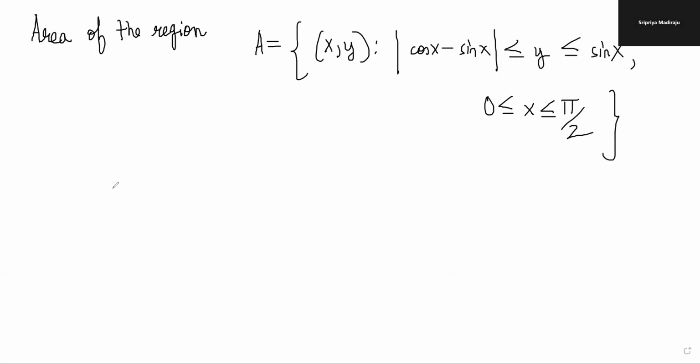What have you tried here? Basically, we know that between 0 to pi by 4, the mod of cos x minus sin x will just change to cos x minus sin x. And for the part between pi by 4 to pi by 2, it'll be the other way around. My main concern was how to draw the graph for cos x minus sin x.